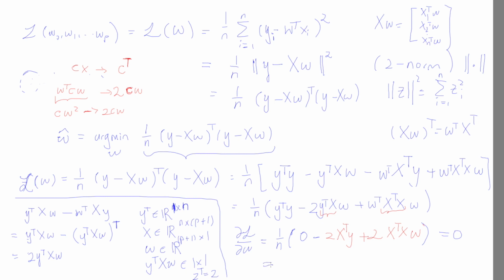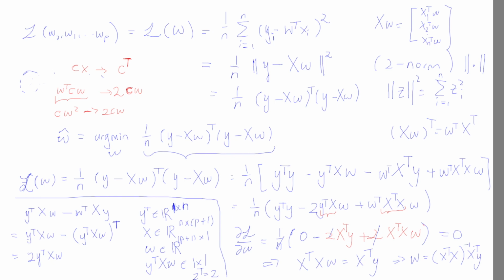Now, if you push this guy to the other side, and you get rid of the constants, the 2's, and you get rid of the n, what you're left with is x transpose x w is equal to x transpose y. And how do we get rid of the x transpose x? Well, we can take the inverse. So we get w equals x transpose x inverse x transpose y.